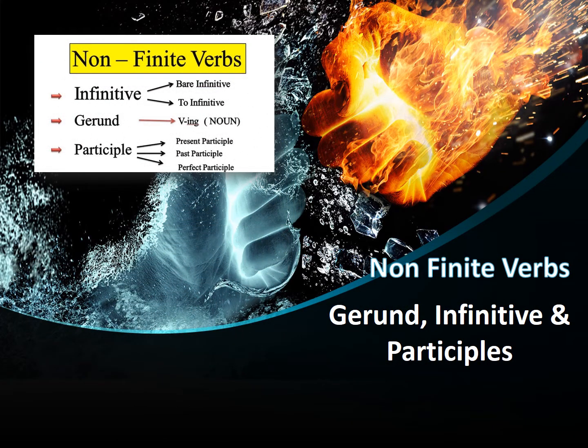Bismillahirrahmanirrahim. Today we are going to revise the topic non-finite verbs. In non-finite verbs, we will revise gerund, infinitive and participle. As you already know, infinitive has two types, bare infinitive and true infinitive. Gerund is formed from the verb by adding ing, and participle has three types: present participle, past participle and perfect participle. So without further ado, let's get started.